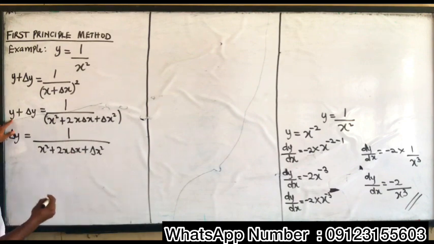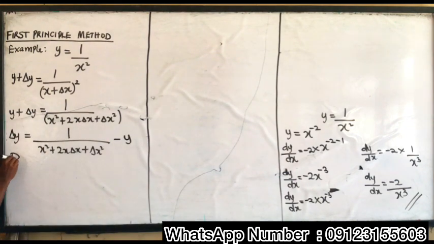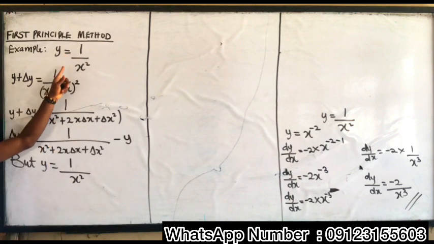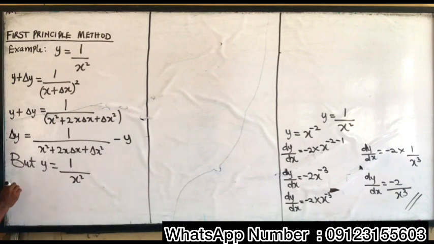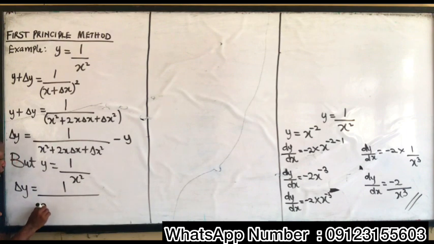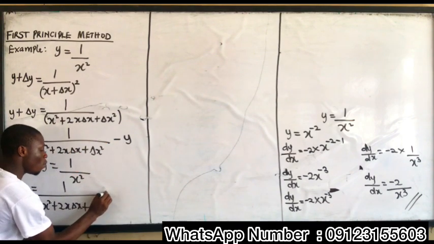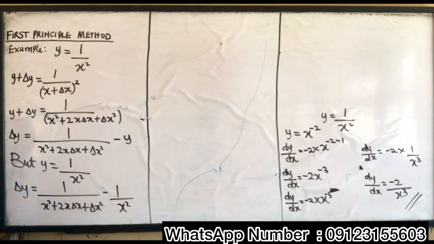If I take positive y to the other side, it becomes negative y. But we said y from the question is 1 over x squared. So anywhere I see y in this place, I put 1 over x squared. That becomes my change in y is equal to 1 over x squared plus 2x change in x plus change in x squared, minus y, which is now all this 1 over x squared.